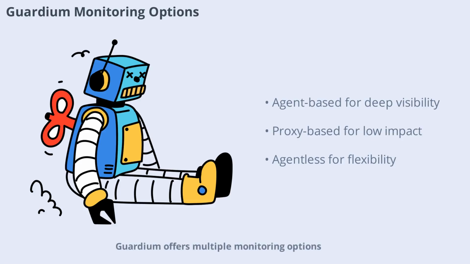Guardium offers multiple monitoring options to address different security requirements. Agent-based monitoring provides deep, real-time visibility into database activity, while proxy-based solutions offer a lightweight alternative with minimal impact on performance. Agentless monitoring, using native audit logs and universal connectors, is ideal for environments where direct agent installation is not possible. This range of options allows organizations to tailor their monitoring strategies to specific needs.